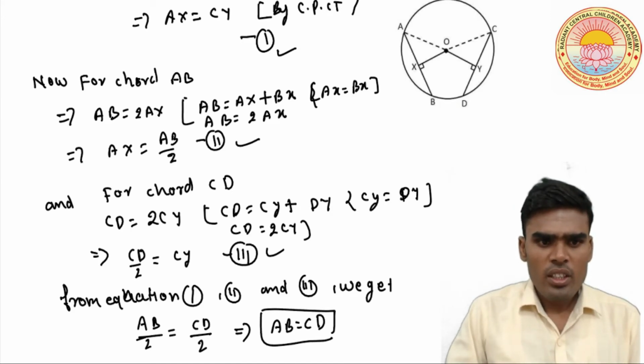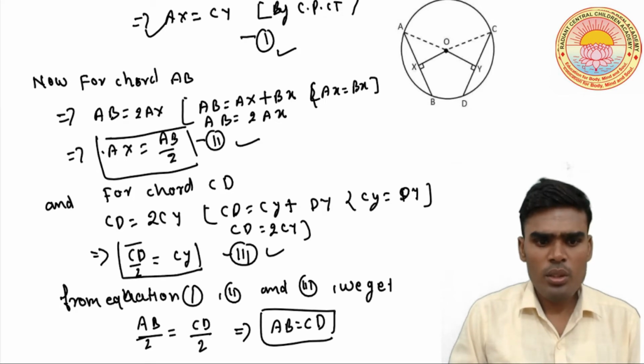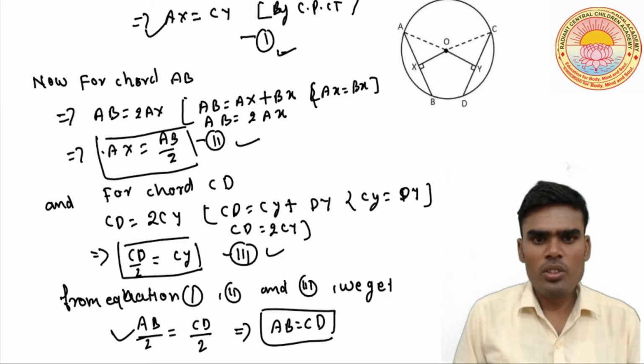We put the value of AX here in equation first, and also the value of CY is put in this equation. So we get AB upon 2 is equal to CD upon 2, that is, AB is equal to CD. Hence proved. Let's see the first example on the basis of this theorem.